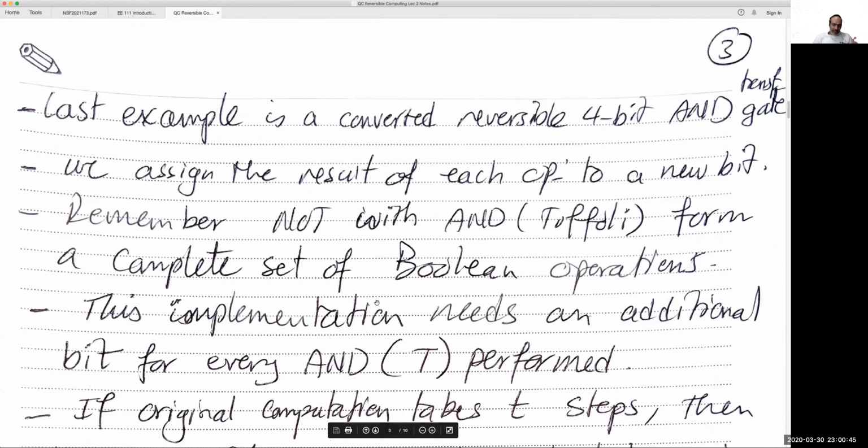So this last example is a converted reversible 4-bit AND gate. We assign the result of each output to a new bit. And we remember that the NOT with the AND or the Toffoli gate form a complete set of Boolean operations. Basically, this is an AND gate. If you combine the two, it's an AND gate, and using an AND gate alone, you can implement anything. So an AND and a NOT, you can implement any combinational circuit, any Boolean function.